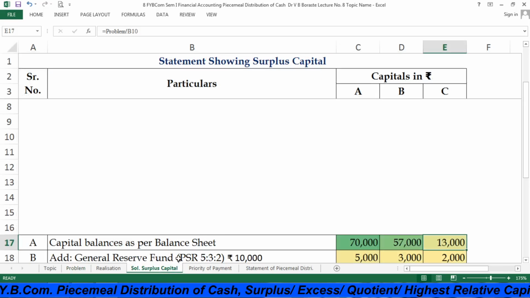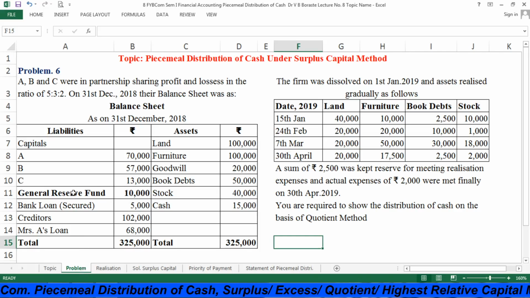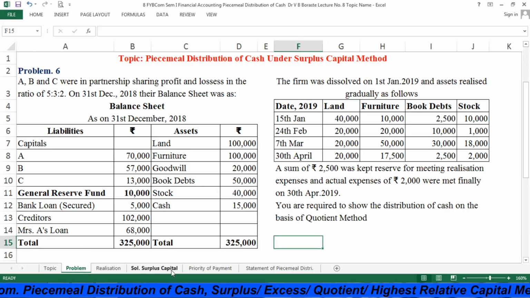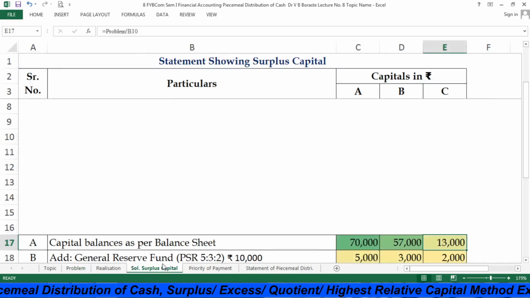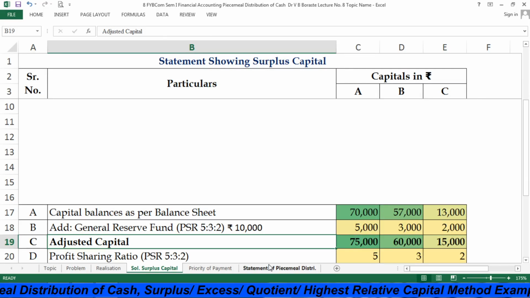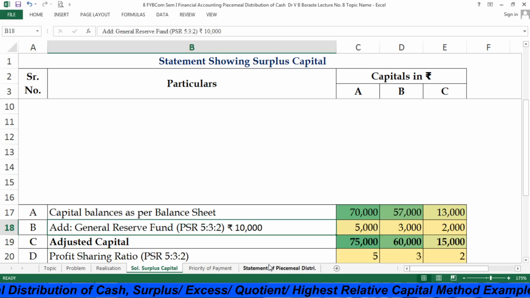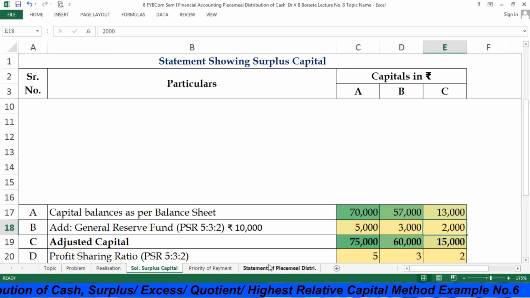We have to add the general reserve as per profit sharing ratio to capital. Here you can see the general reserve fund is 10,000, so it has to be added to capital because the real owner of the general reserve or reserve fund or profit and loss account, which is given on the liability side, is the partners. So here we have distributed 10,000 among the 3 partners in the ratio of 5:3:2. So it comes to 5,000, 3,000 and 2,000. It's very easy.